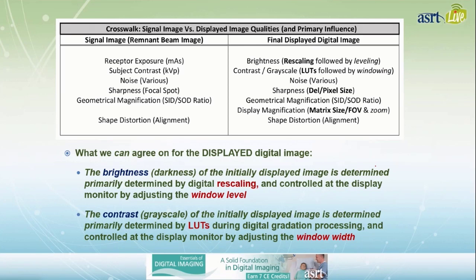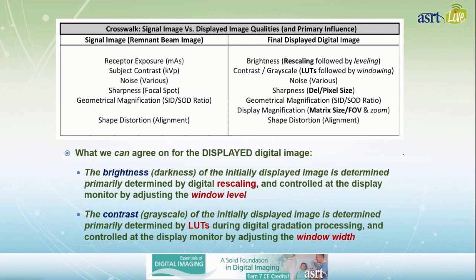First, the brightness or darkness of the initially displayed image on the monitor is determined primarily by digital rescaling. I'm distinguishing this from kVp; we're going to come back to kVp. That is primarily determined by rescaling. And then we control it at the display by adjusting the window level.